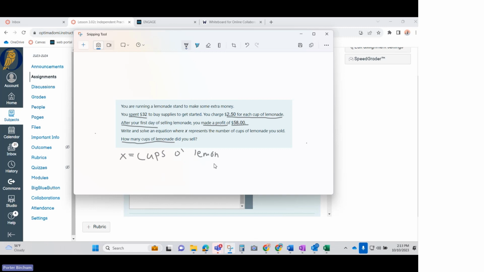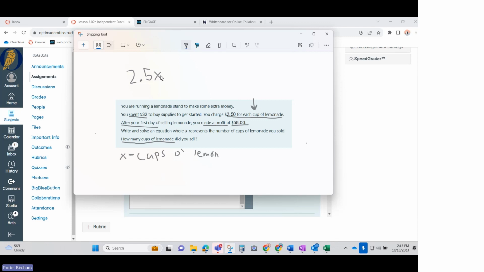So let's think about what did we do with our cups of lemonade. So X is cups of lemonade. Each cup of lemonade, looking back at our important info that I underlined, each cup costs $2.50. So like if I had one cup, it would cost $2.50. 2 cups would cost $5. 4 cups would cost $10. 5 cups would cost $12.50. So I think we're multiplying that. Then our mystery number, we're multiplying that by 2.50.